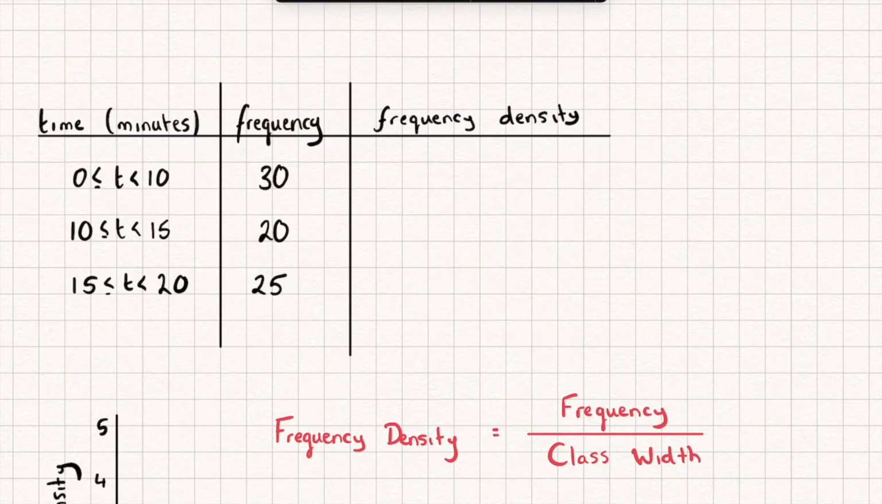I've added a new column for my frequency density. To calculate that, for the first row I do the frequency, 30, divided by the class width, which is 10, and I get a frequency density of 3. For the second row, I take my frequency of 20 and divide it by the class width of 5, and we get 4. And for the final row, we're going to do 25 divided by 5, which is 5. So now we've calculated the frequency densities.